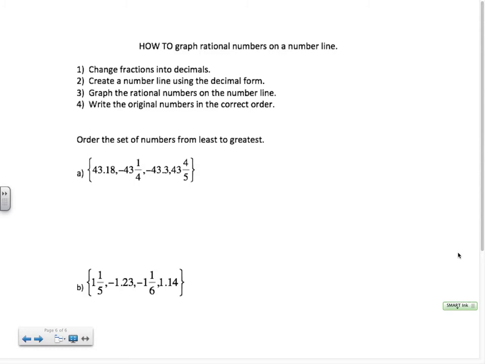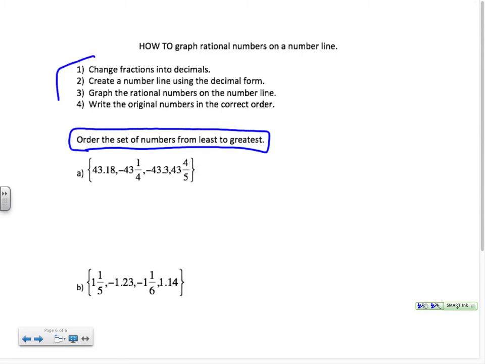One more thing we have to do. Okay, so we have looked at decimals and how to order them. That's going to be really important here. All right, so our directions here for this A says order the set of numbers from least to greatest, and these are the steps that tell you how to do that.